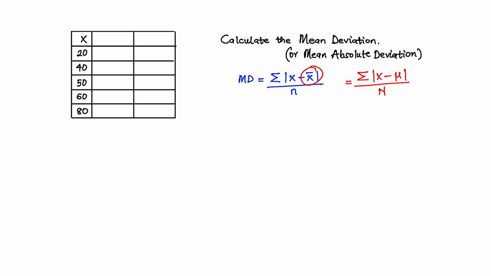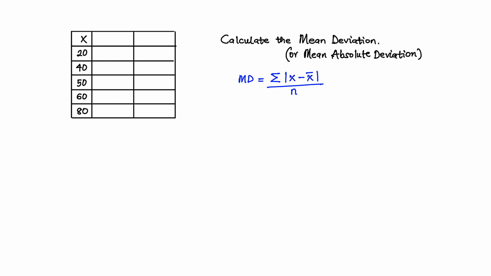X bar is used to represent the sample mean, and mu is used to represent the population mean. Small letter n is used to represent the number of samples, and capital letter N is used to represent the number of data in the population. But the process of calculating the mean deviation, whether for sample data or population data, is one and the same. So how do we apply this formula?